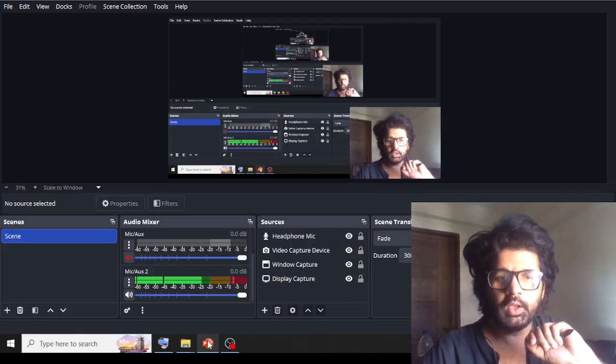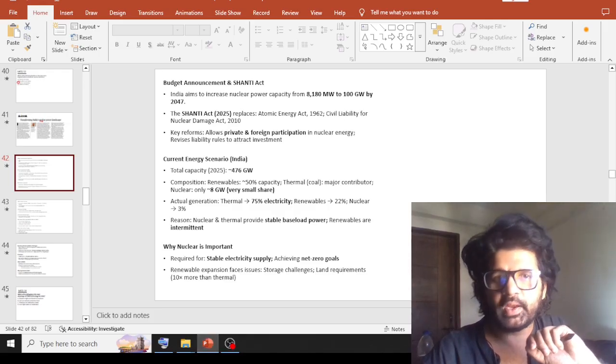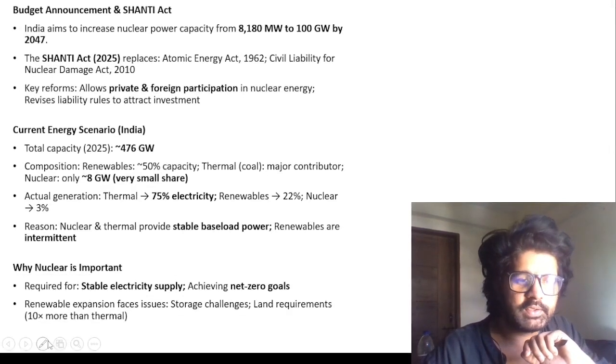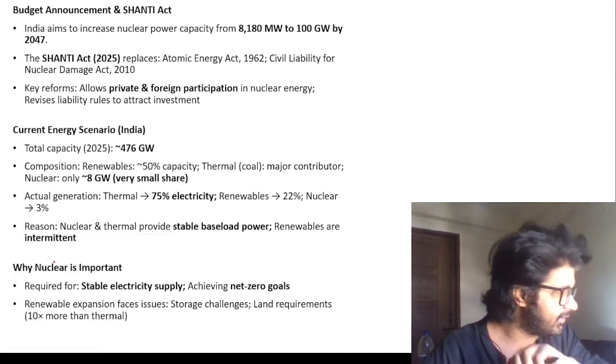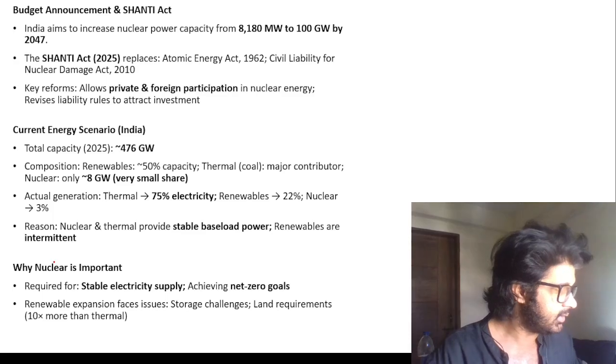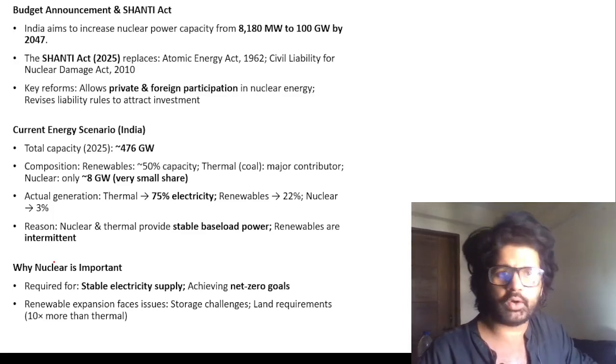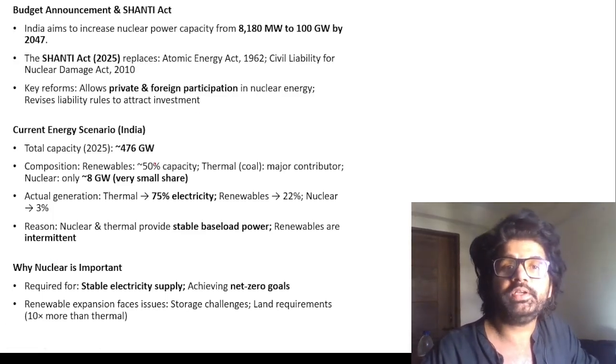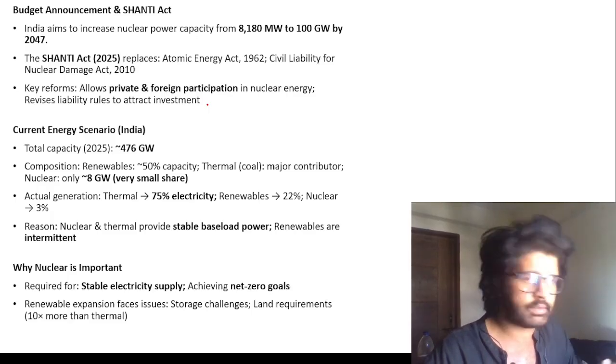Okay, so we are talking about the Shanti Act, why it was needed, why government is allowing the private sector. It's not like government loves Adani or Ambani and they want them everywhere. No, it's not about that. It's not about government wanting private donation or contribution from them. No, it's because nuclear energy is very, very expensive.